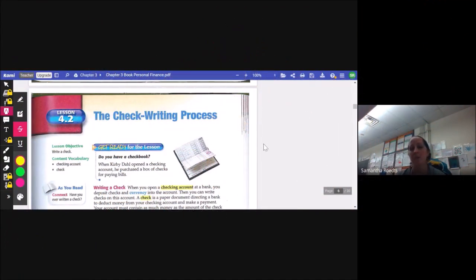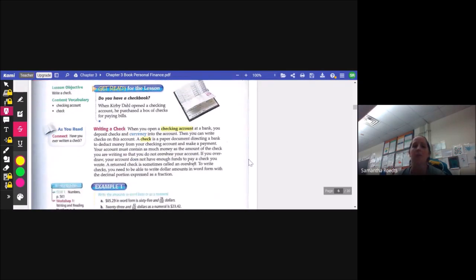All right, this is Chapter 3, Lesson 2, the check writing process. So, writing a check. When you open a checking account at a bank, you deposit checks and currency into the account. Then you can write checks on this account.